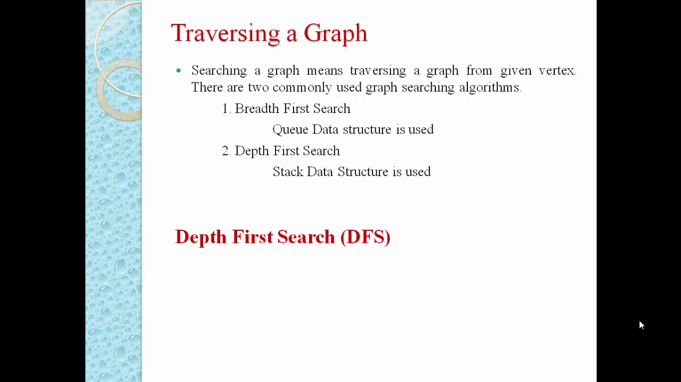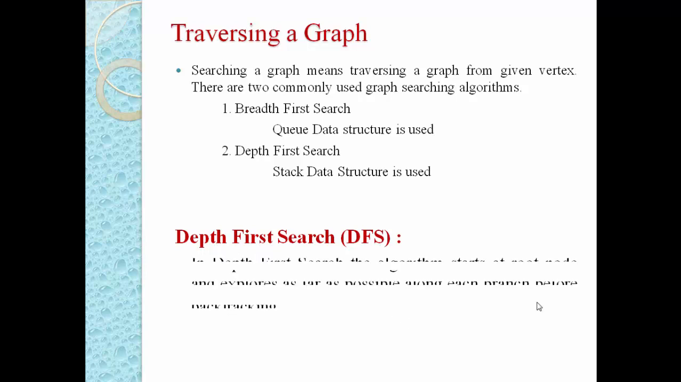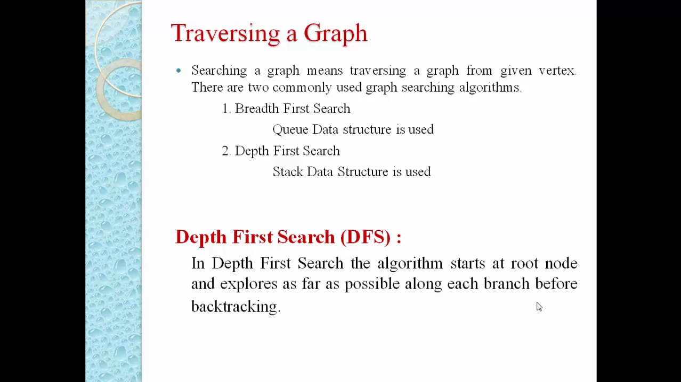Again, we are using a stack data structure to visit different nodes of the graph in our depth first search algorithm. In depth first search, the algorithm starts at a root node and explores as far as possible along each branch before backtracking. Before understanding an example, let us discuss the different steps of the depth first search algorithm.